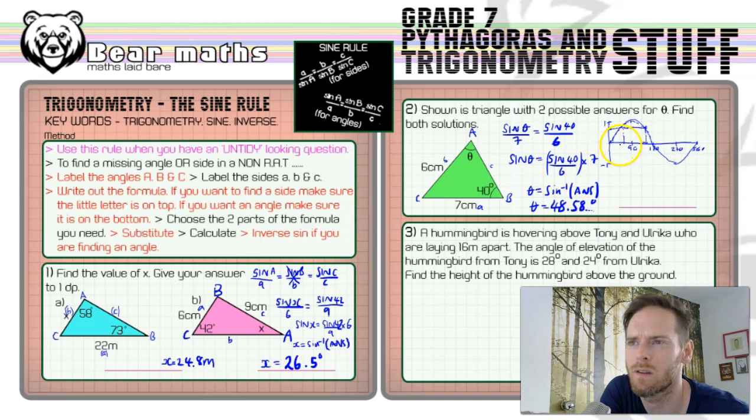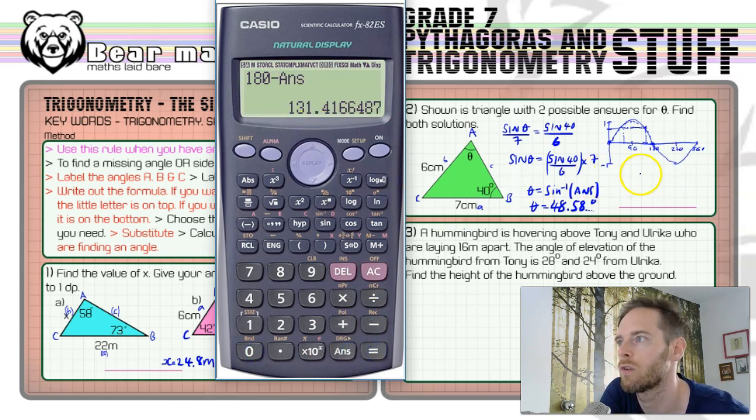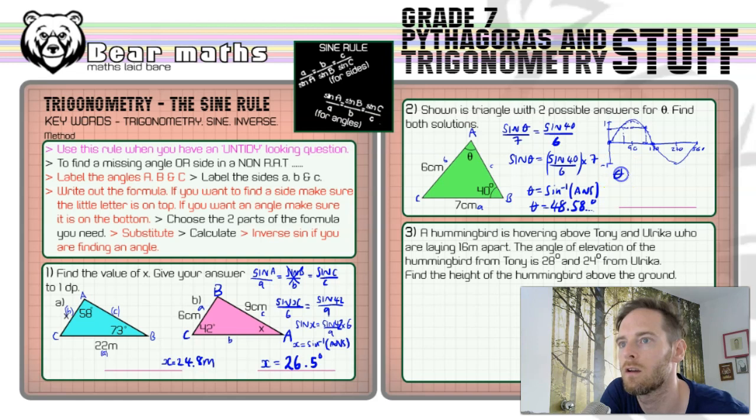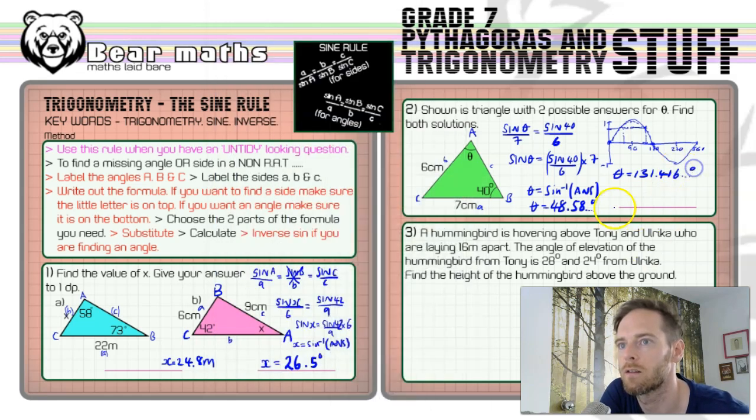Between 0 and 48.58 is the difference there. So we take that difference off of 180 where it's also at 0. 180 take away this answer is also a potential solution. So I'm going to go 180 minus that answer is 131.41. So theta equals 131.41 degrees. So there's our two potential solutions for that.